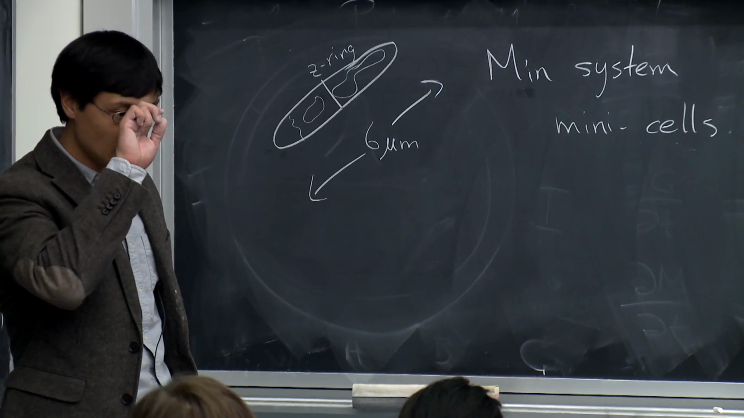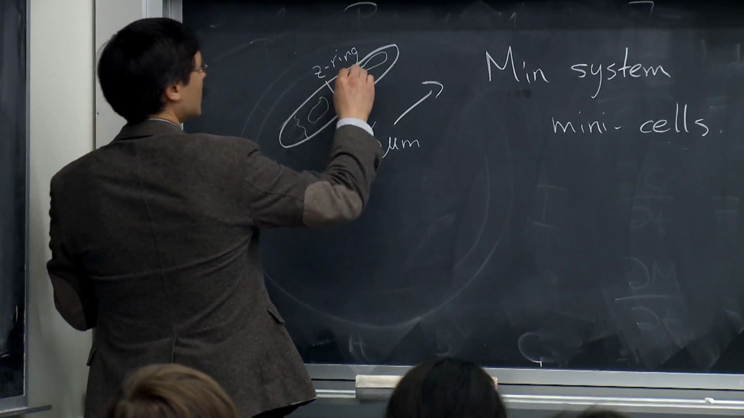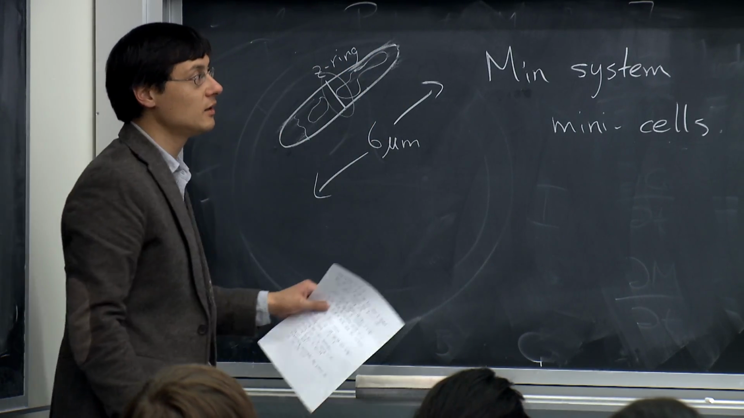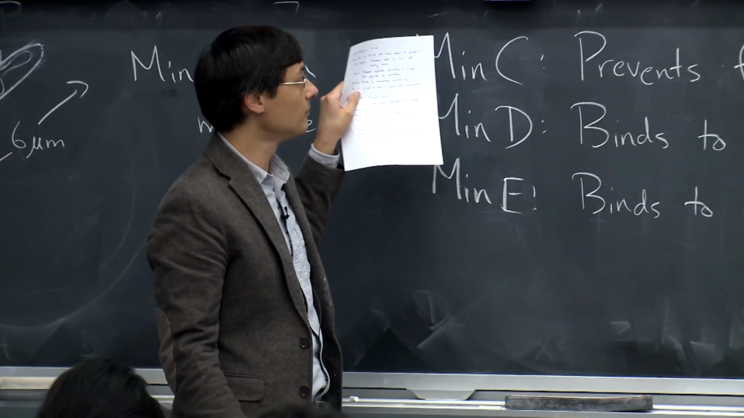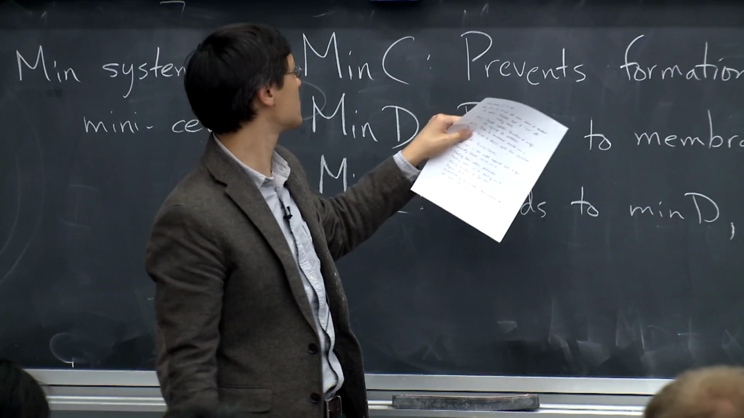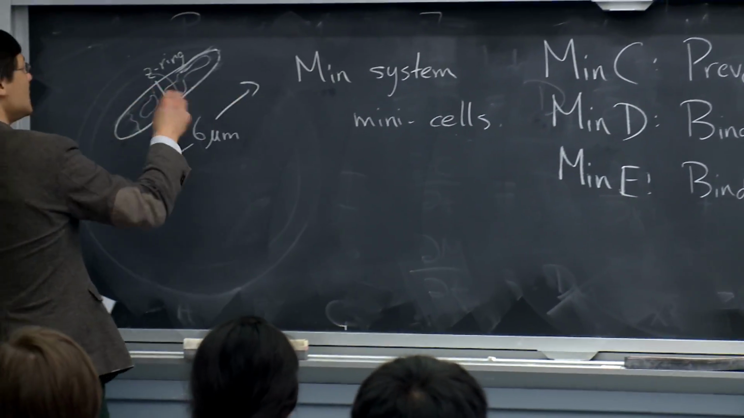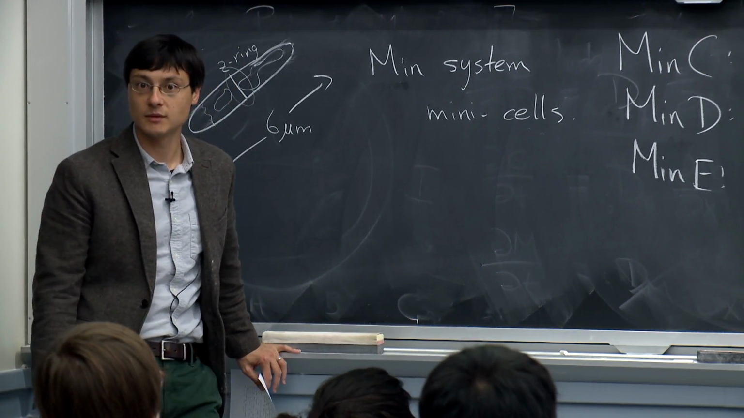And the idea of what's happening is that if MIN D comes here and then it comes here, on each of the edges, then it doesn't hang out in the middle. And that means that, because MIN C is following MIN D, only in the middle can you form the Z ring, because that's where MIN C is not. Right?